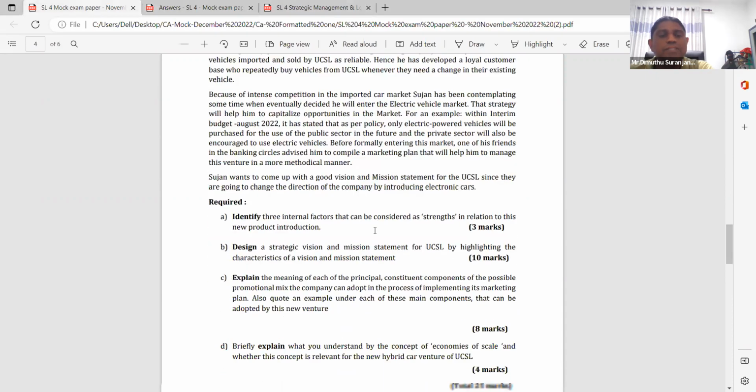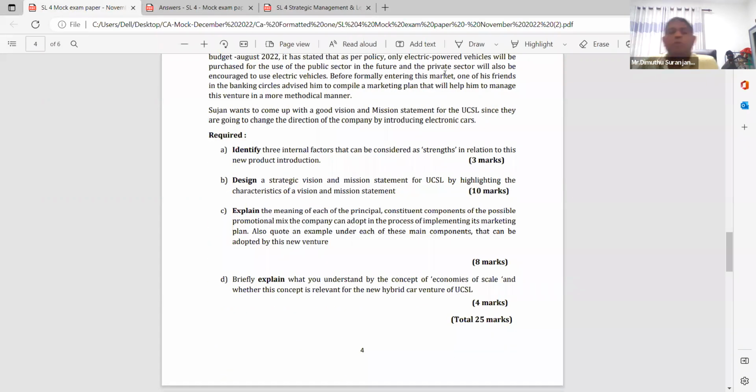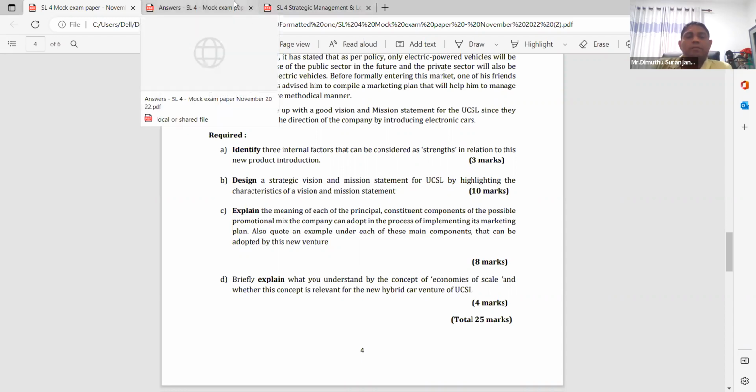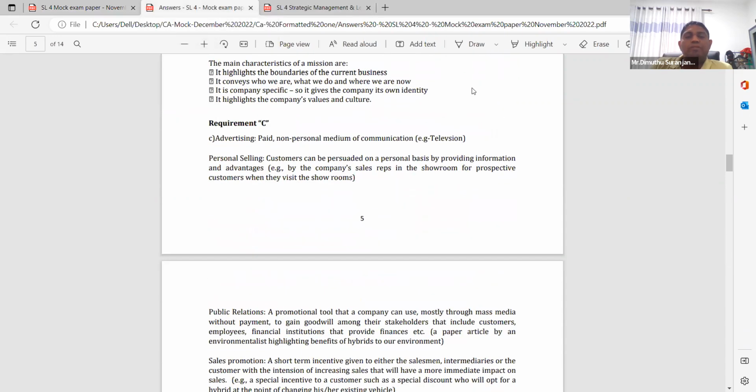Then part C is theory actually. So you have to explain the promotional mix of the company. So what are the things we can do when introducing our marketing plan to the market, right? If you look at this, advertising is one option. You can advertise in some media like TV. Then personal selling. Because this is a high value item, personal selling may be ideal. It's not something a customer just goes and buys. They do a careful evaluation. So personal selling is very important here.